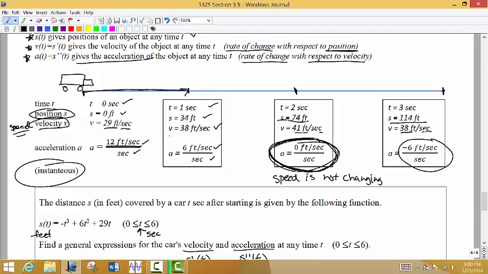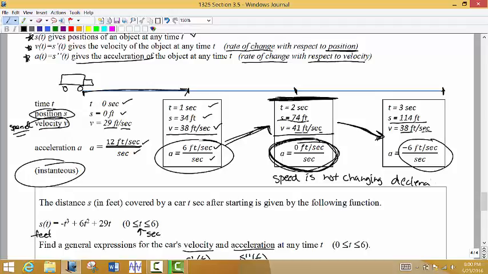So let's look at our velocity, 38 feet per second. And then it says 41 feet per second, so we're getting faster. And then all of a sudden the velocity starts to come back down. So the velocity is increasing, and then here it starts to decrease. So our acceleration is telling us, okay, you're going faster, and then you level off. You stop going faster or slower, and then here your speed is going down. So we're decelerating.